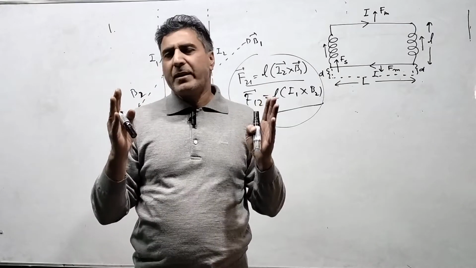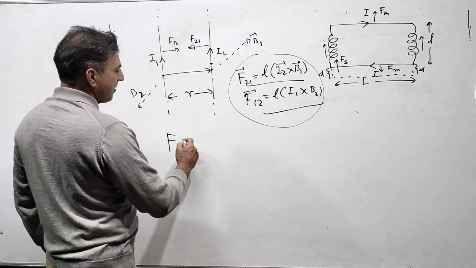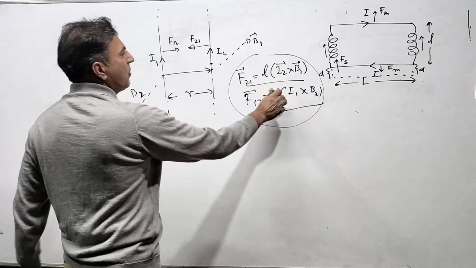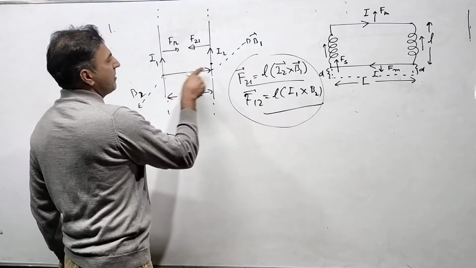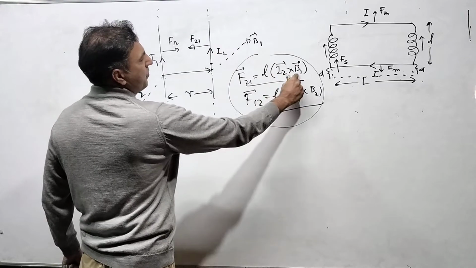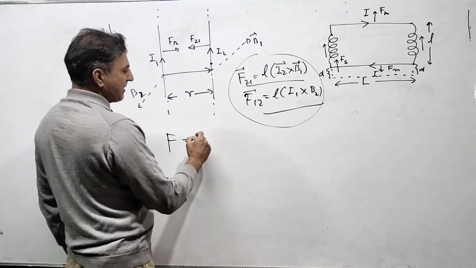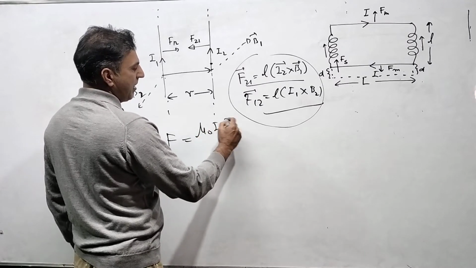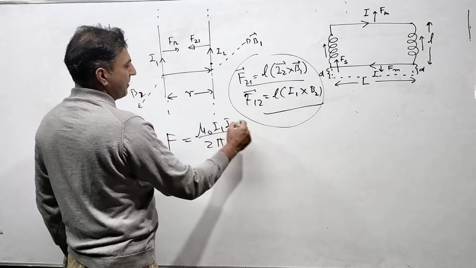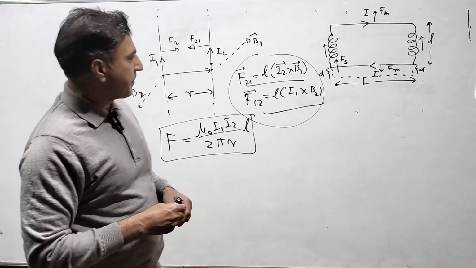That attraction is a magnetic force, and that force F is equal to how much? It is easy to solve. I can find the magnetic field from here and substitute it here. I2 and B1 are already perpendicular, so it's I2 B1 sine 90. So I will write the final expression: mu 0 I1 I2 by 2 pi R, times the length of the conductor. This is the force on either conductor.